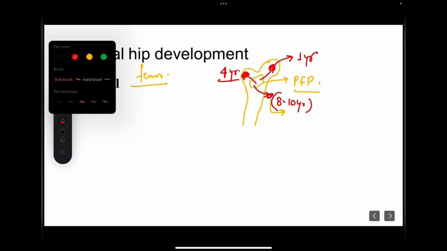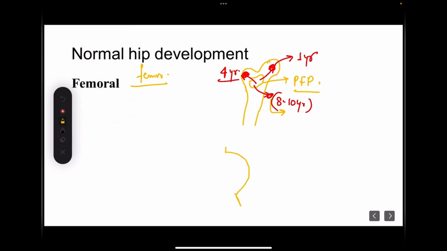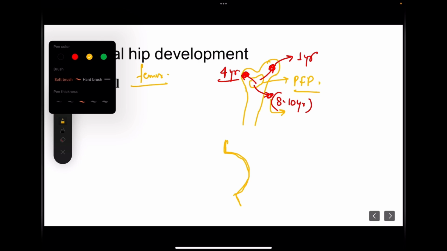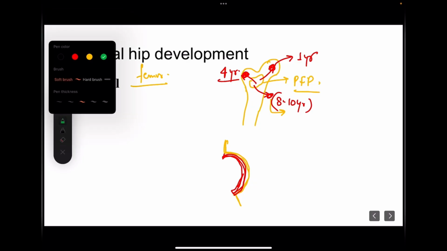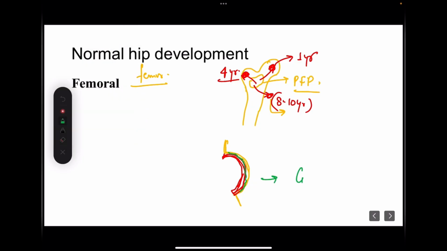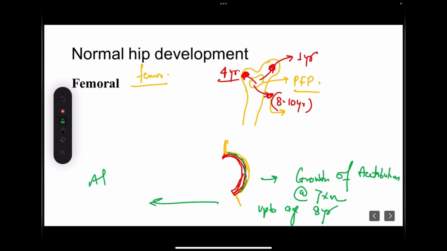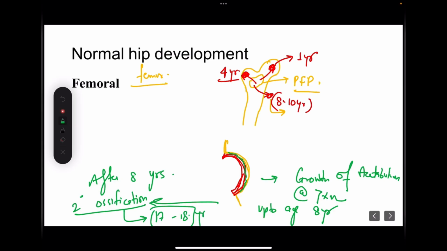And when we come to the acetabulum, acetabulum growth occurs mainly at the junction of bony acetabulum and cartilaginous acetabulum. So this red is cartilaginous acetabulum and this orangish is bony acetabulum, and at the junction of the two, this green structure, the growth of acetabulum happens at the junction up to the age of 8 years. After 8 years, secondary ossification centers develop and the growth happens at these ossification centers, and at around the age of 17 to 18 years, these ossification centers will fuse.